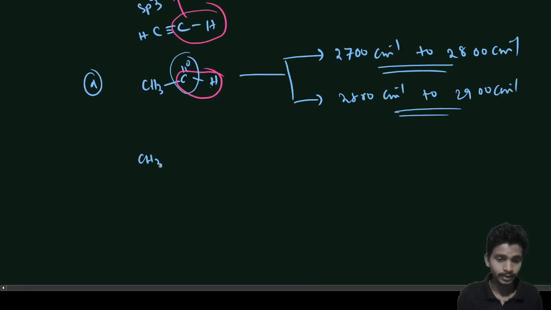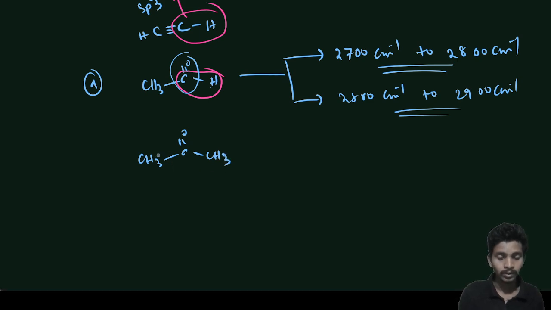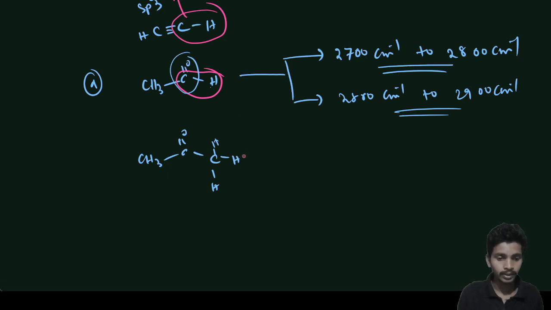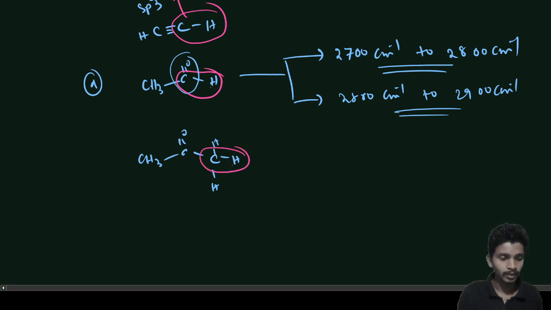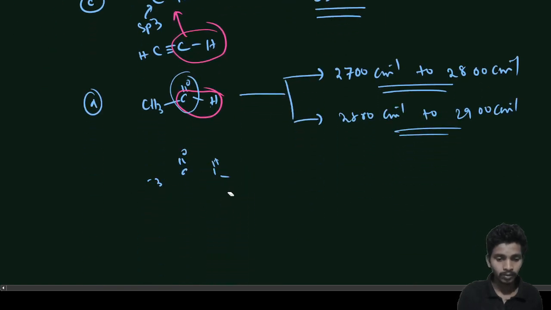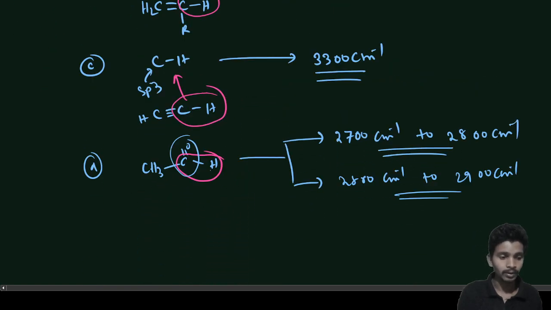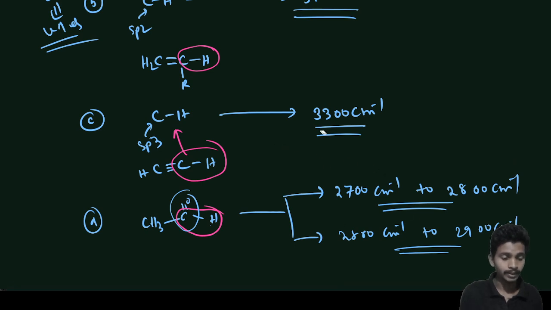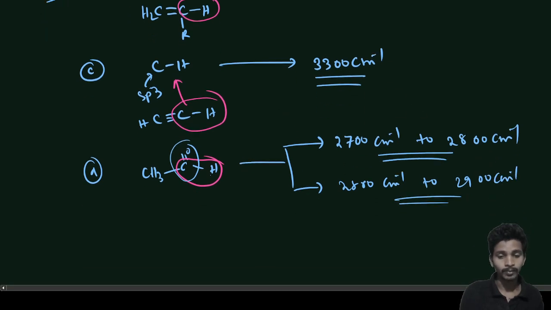Let's say CH3 CO CH3. Here there is a C, here H, here H. That CH bond is there, but this CH bond is similar to sp3 bonds. So we will not count it as an aldehyde CH. In these four cases we have the CH bonds, and this is the IR stretching frequency data. You have to remember this data.